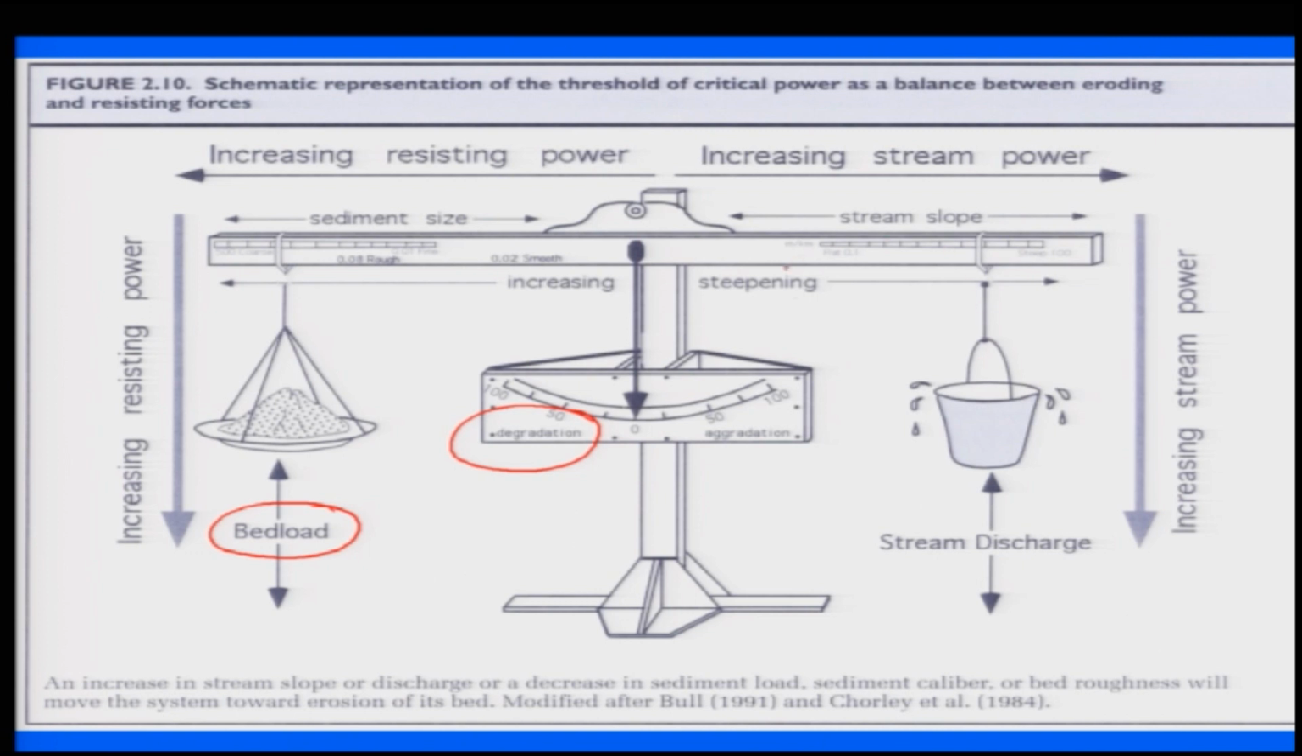Whereas here, if you talk about the stream slope, then if you are steepening the slope, then you are increasing the stream power. Okay. So with the increase in sediment size and the slope correlation, this steepening of the stream slope will result in degradation.